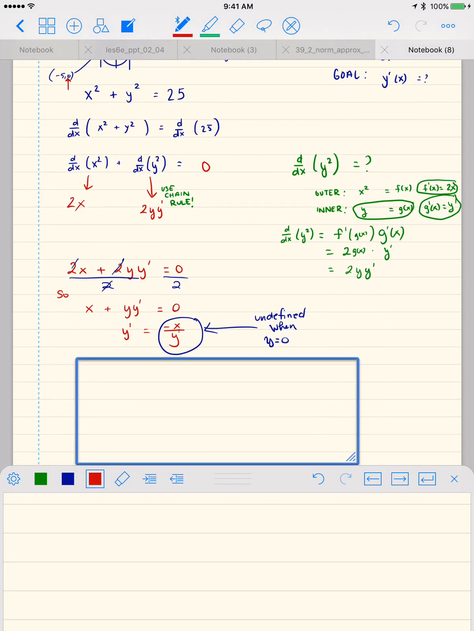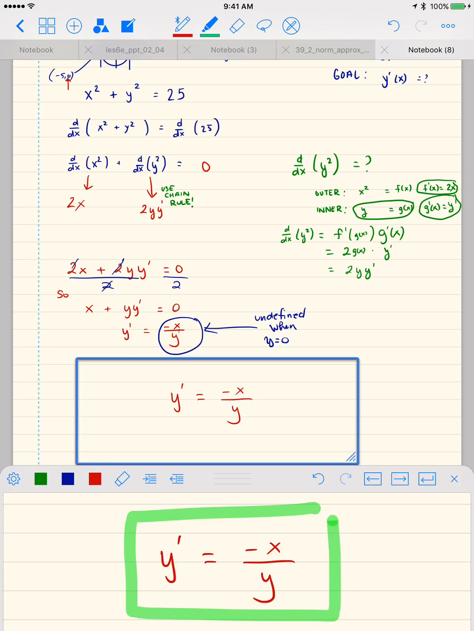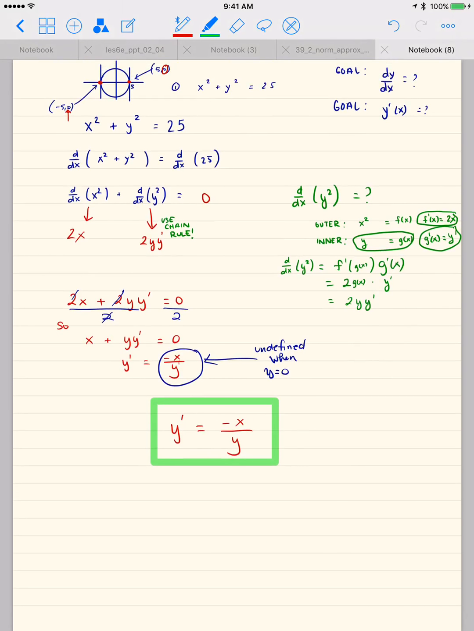So what is our final answer? Let's put our final answer: y prime equals negative x over y, and we'll put a little box around it. Okay, so this is the first one. Let's go to the second one.